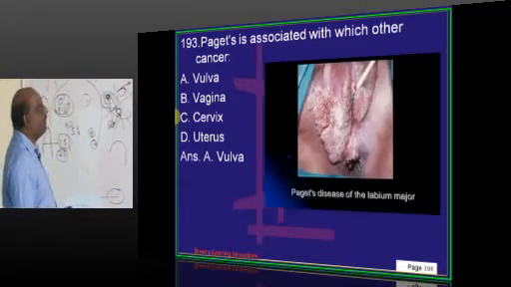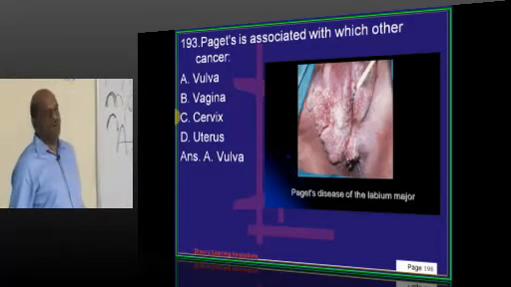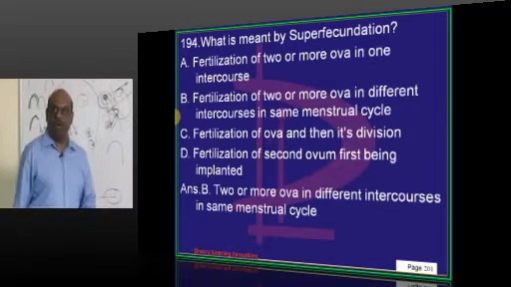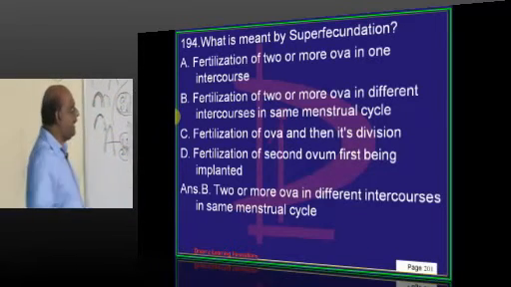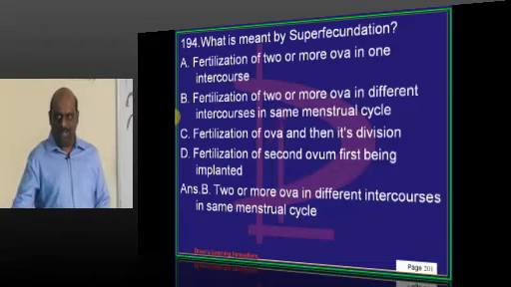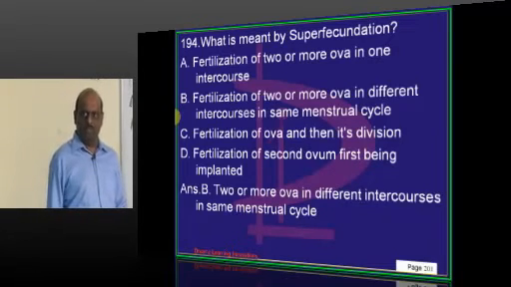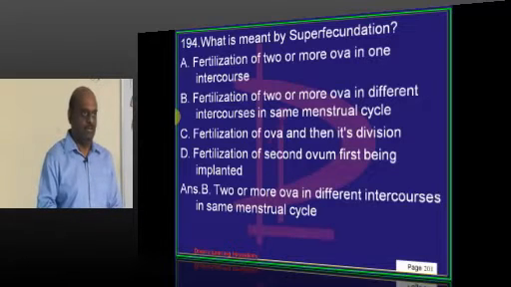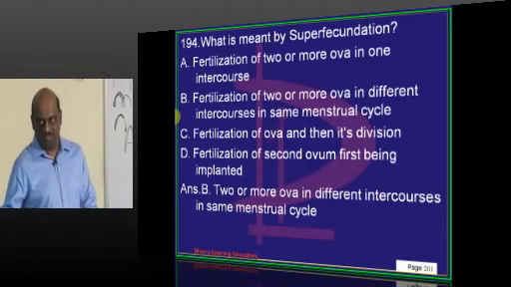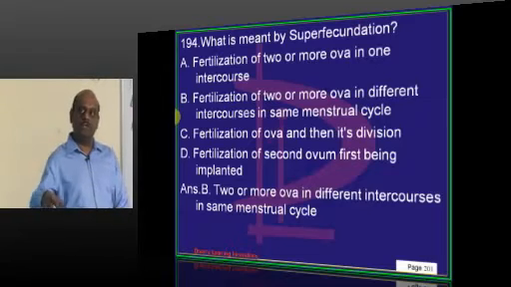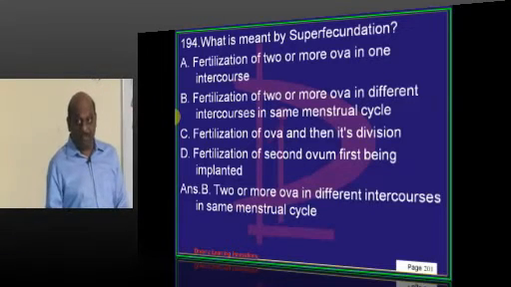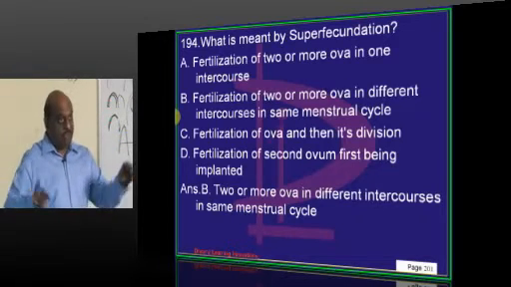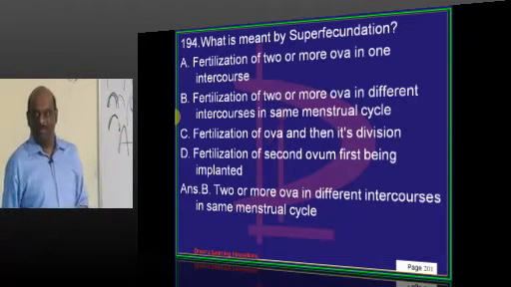Paget's disease typically involves the vulva, where the labia majora is the one which is involved with Paget. Superfecundation means what? Typically, one after the other, two acts of intercourse, two sperms have fertilized two different ova and produced two children. If the two sperms belong to the same man, it's okay. But if they belong to different men, then the two twins born will have different biological fathers. That's called superfecundation.